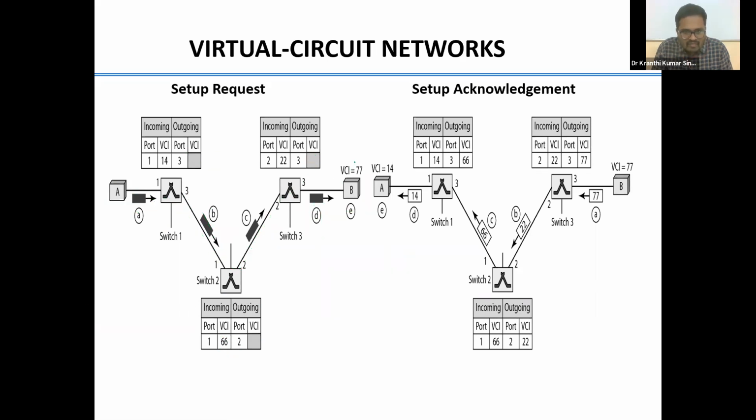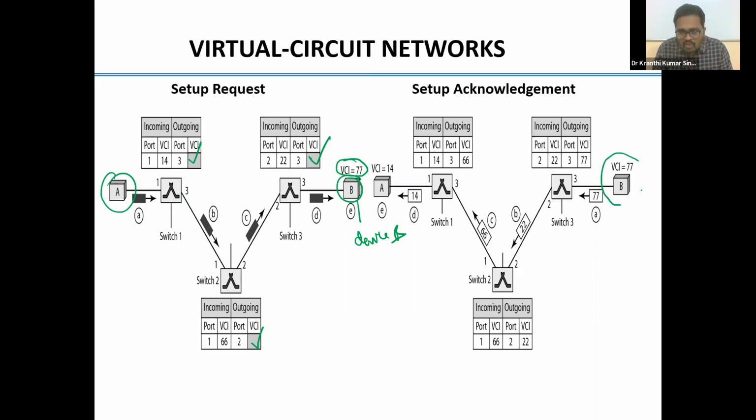So what is the 77? This is a unique virtual circuit identifier of device B. So when a setup request is established between A and B, if you observe this, all these are empty. All these virtual circuit identifiers for outgoing are empty, because I am not sure, first I am requesting to fill these fields. I am requesting whether you are free or not.